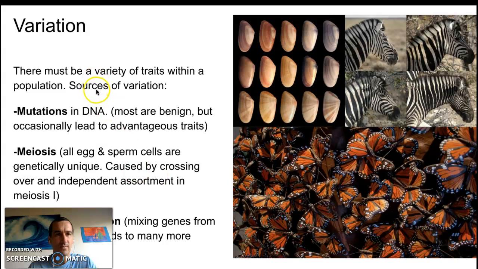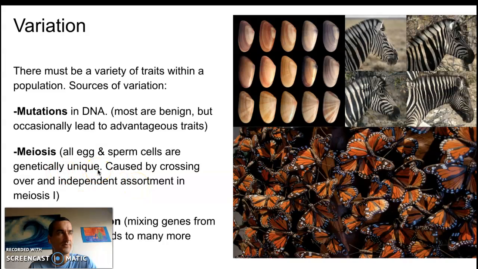So where does this variation come from? There's three sources. First, mutations in DNA. Most mutations that occur are benign. They don't negatively or positively affect an organism. But occasionally, a mutation can lead to an advantageous trait. Second is meiosis.